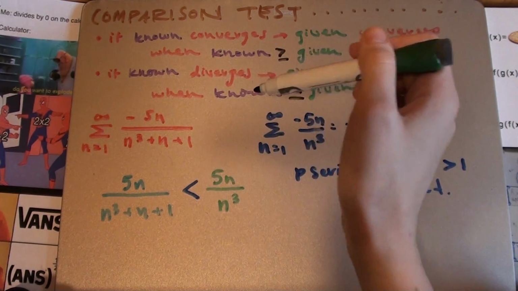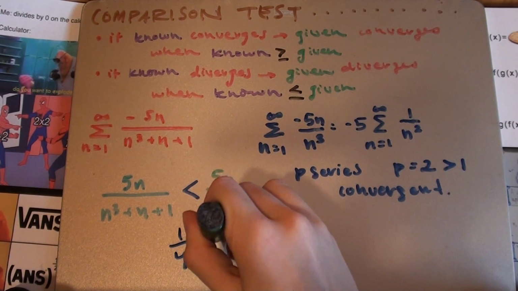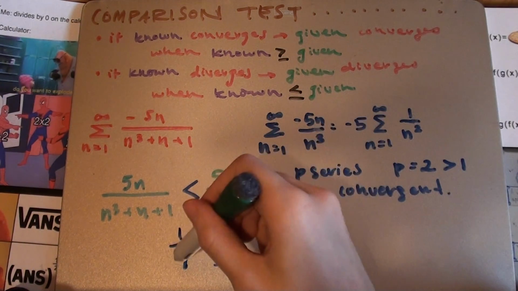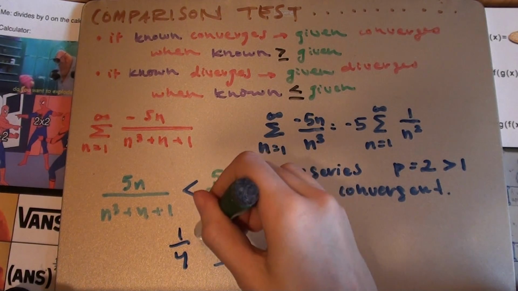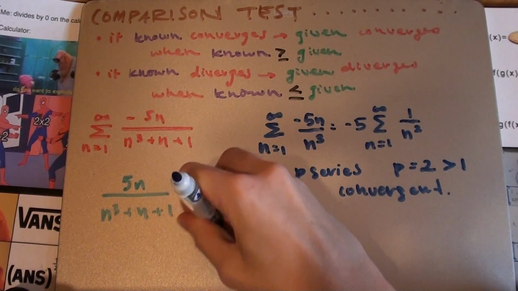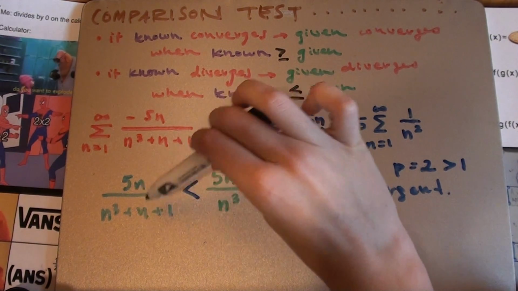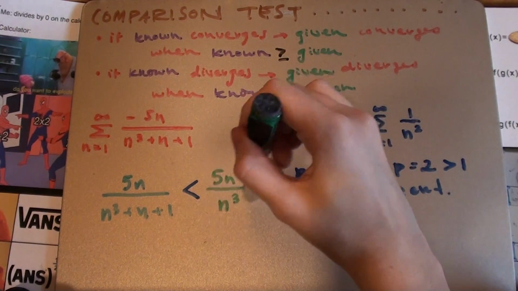Why is that? Let's think of an easy example. If we compare 1/4 and 1/3, 1/4 has a greater denominator than 1/3, but we know 1/4 is less than 1/3. That logic applies up here too. This is a greater denominator, so it's going to be a smaller fraction in comparison with this one.